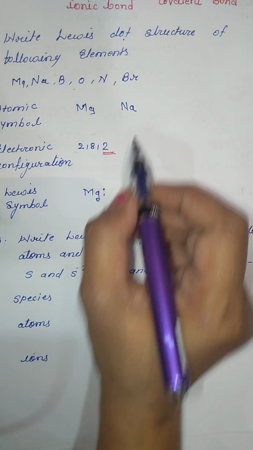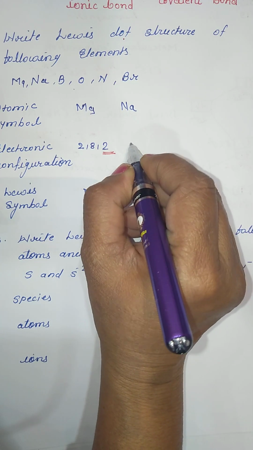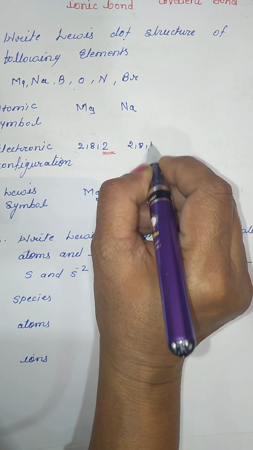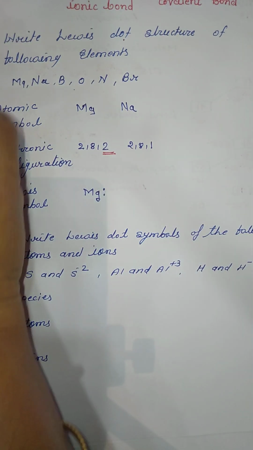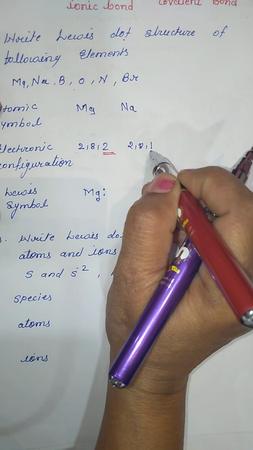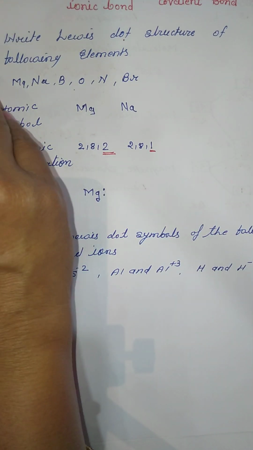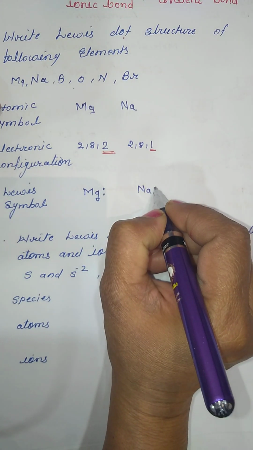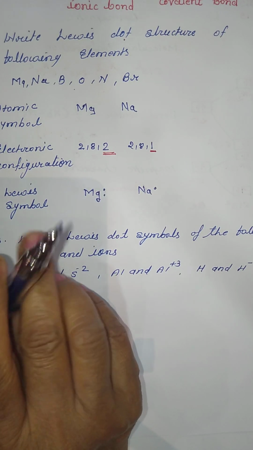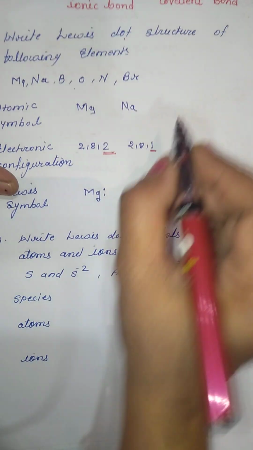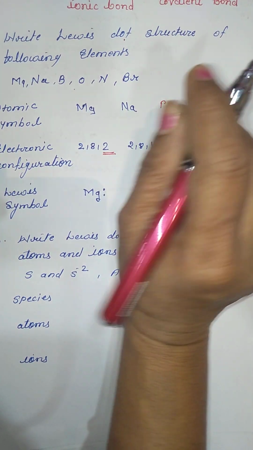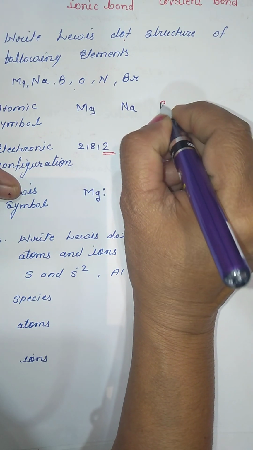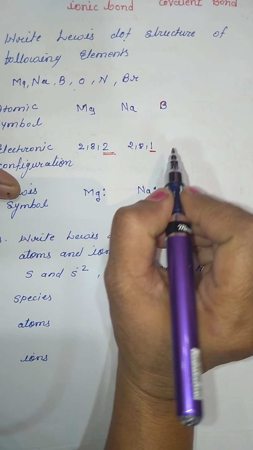This was magnesium. So for sodium, what is the electronic configuration? 2, 8, 1. Now here you can see that 1 electron is the outermost electron. So what will we do? We will write the symbol of sodium and show that 1 electron. Okay, now next one is boron. So what is boron?